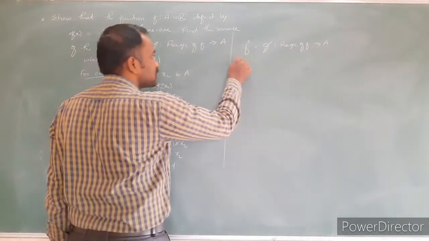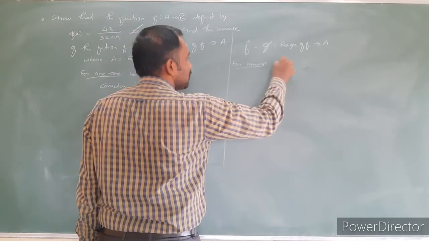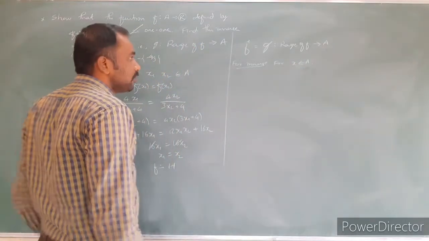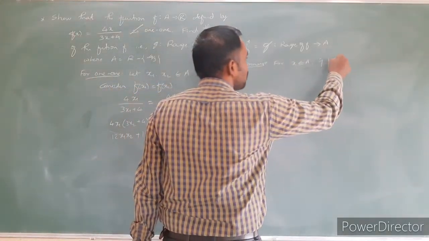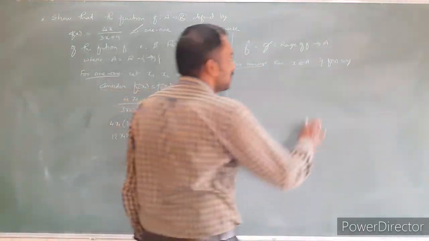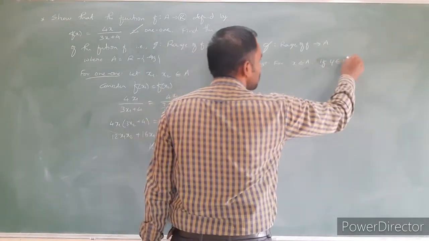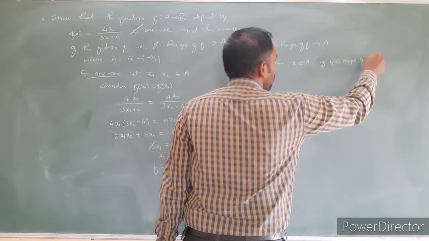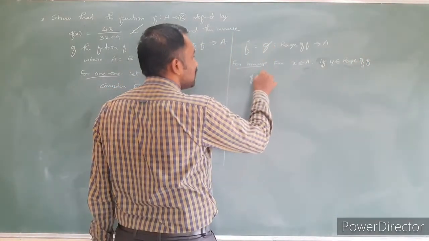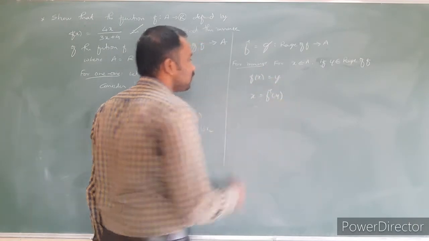For the inverse definition we know that for any element x present in the domain set of the function f, if f of x is equal to y, and one more thing, if y belongs to the range of the function f, such that f of x is equal to y, then x is equal to f inverse of y.